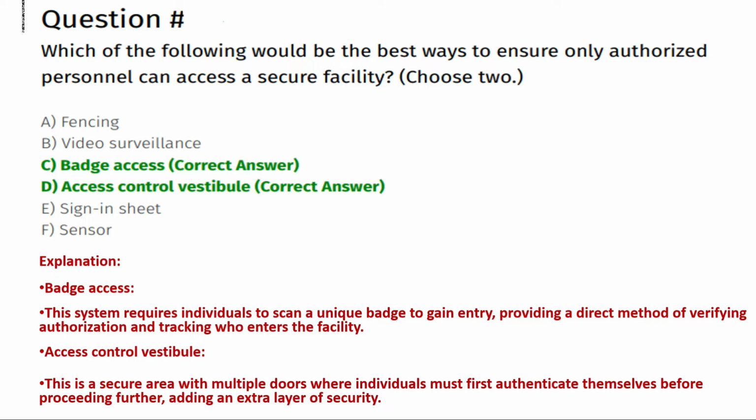So let's check the explanation. Badge access, the system requires individuals to scan a unique badge to gain entry, providing a direct method of verifying authorization and tracking who enters the facility. And access control vestibule, this is a secure area with multiple doors where an individual must first authenticate themselves before proceeding further, adding an extra layer of security. So that's why the correct answer for this question is option C, badge access, and option D, access control vestibule. So let's move to the next question.